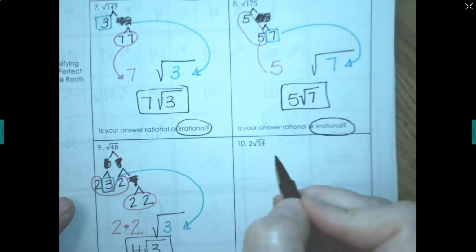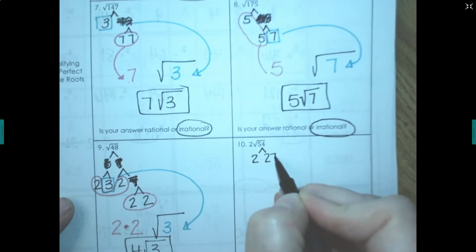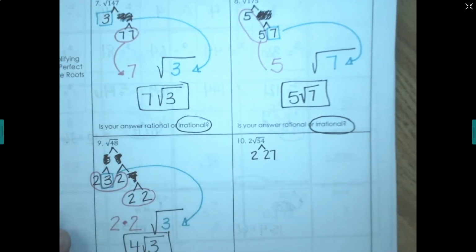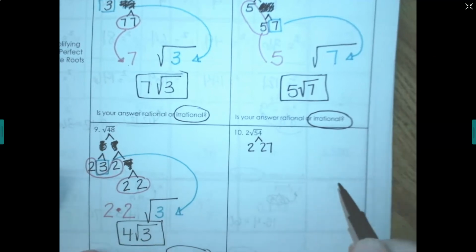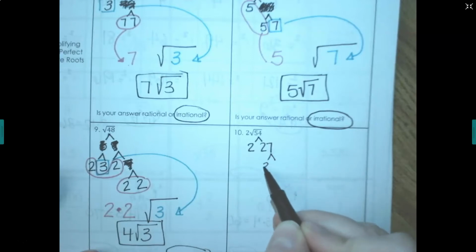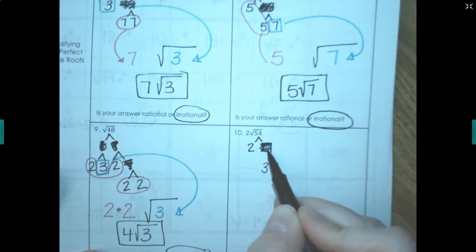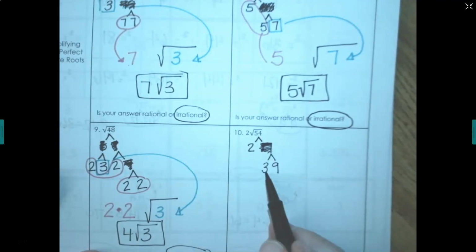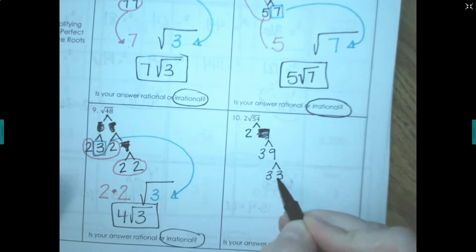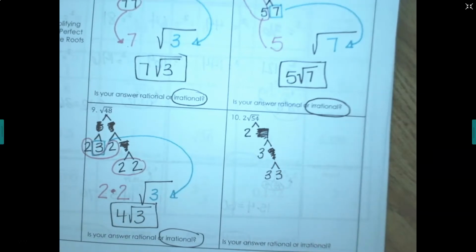So 54, there's a couple ways we can make it with factor pairs. I'm going to just write 2 times 27 because it doesn't matter which factor pair we use as long as they actually multiply to 54. You'll get the same answer. 2 is prime, but 27 can break down. I'm going to say it's 3 times 9. So I rewrote the 27, so I don't want to leave the 27 there. 3 is prime. It will not break down again, but 9 can be rewritten as 3 times 3. So I'm going to cross off the 9 because I've got it rewritten as 3 times 3.